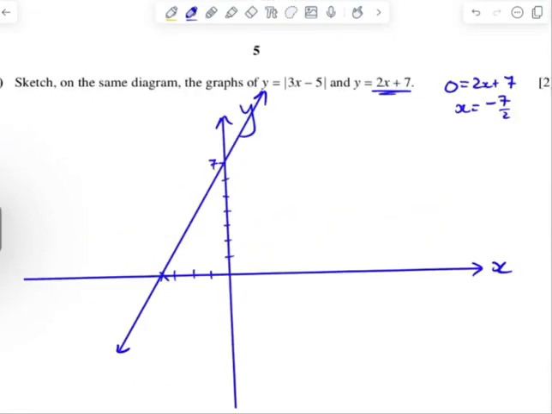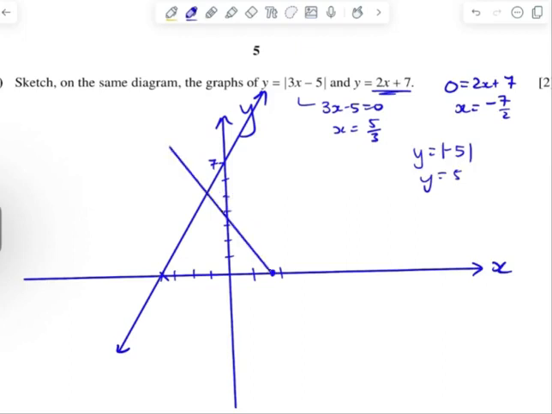And then we've got our mod. So the easiest way that I find my x-axis intercept is I make 3x minus 5 equal to 0. So my new intercept is going to be 5 over 3, and that is the same as about 1.6. So I'm going to put it over there. Okay, so now I've got my V shape that's going to be going from that point. If my x is 0, my mod or my y-intercept is going to be 5.